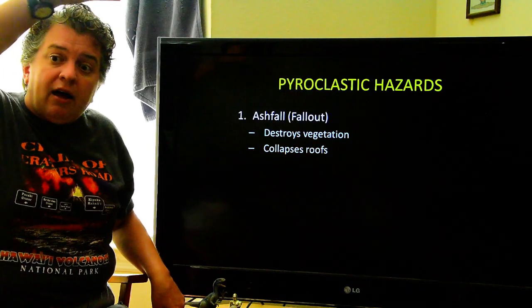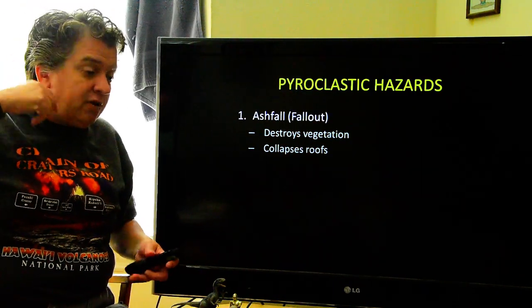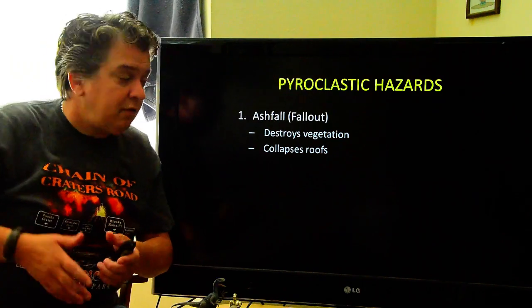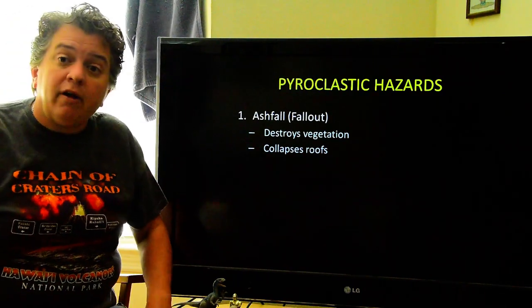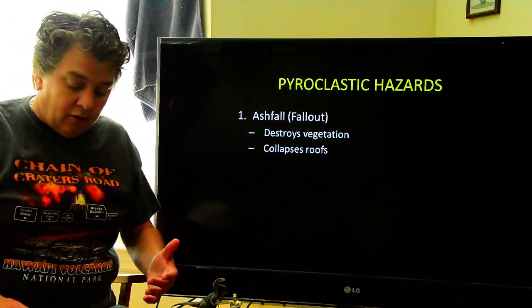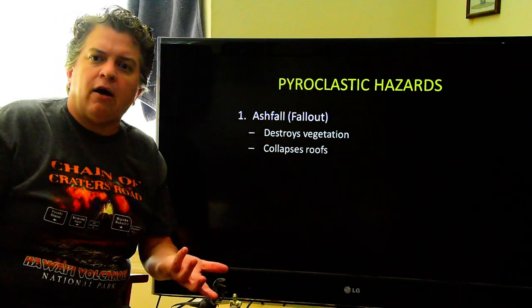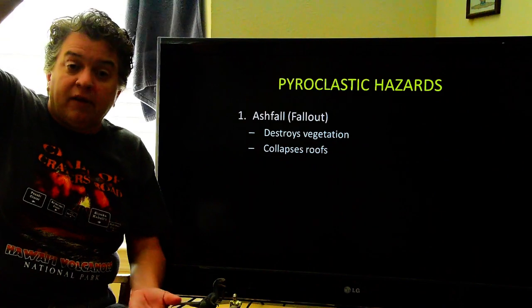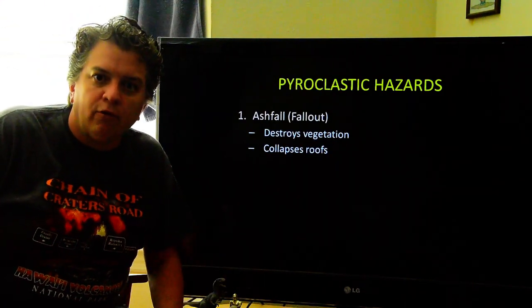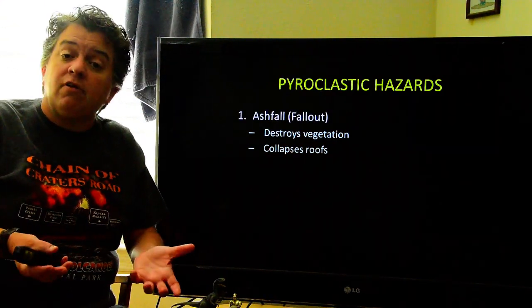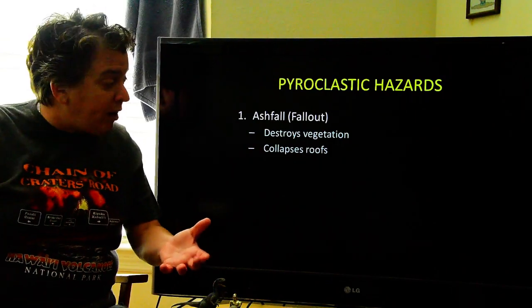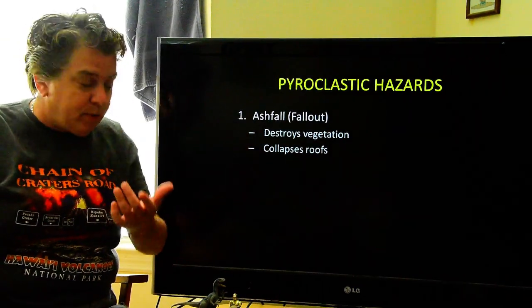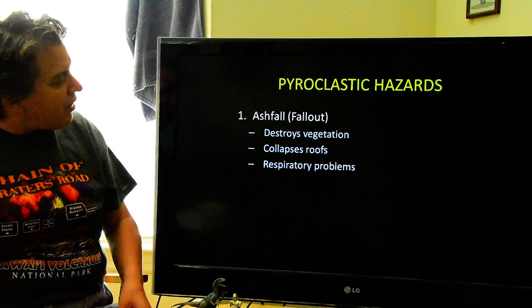And all of that ash falling out of the atmosphere, depending on how thick it is, can destroy vegetation. It can also collapse the roofs of houses, because imagine you get a few feet of basically rock landing on the roof of your house. The roof is not made to support that kind of weight, and it can ultimately collapse the house.